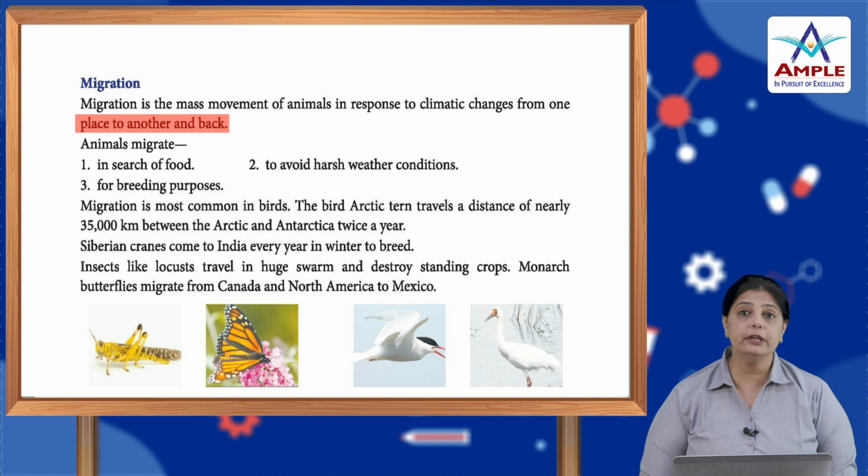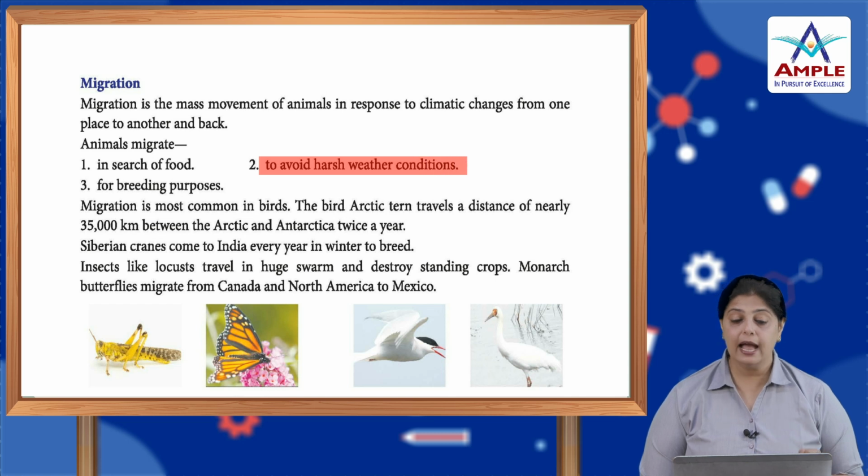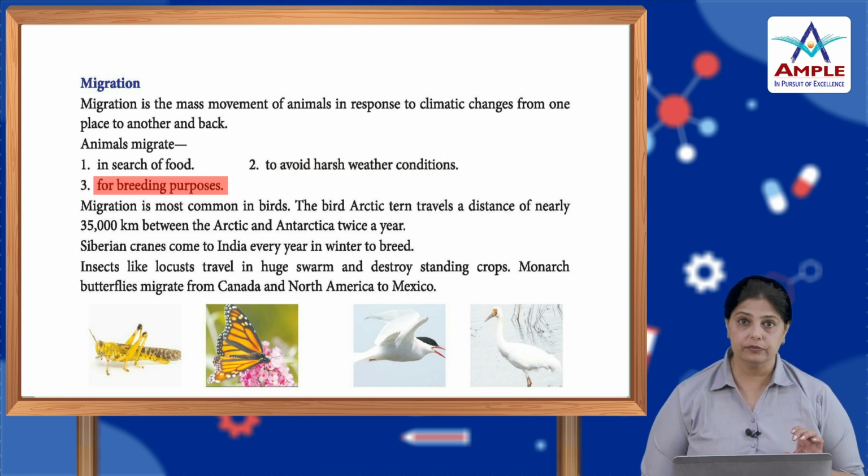So, if it is extremely cold, they move from that area and stay in another area which is warm enough to keep them warm. And then once the winters are over, once that season is over, they go back to their place. So, why do these animals migrate? They also migrate in search of food, to avoid the harsh weather conditions, and for breeding purposes.